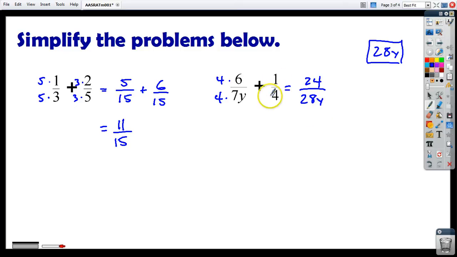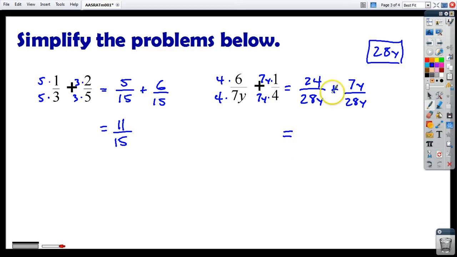Then this one, to get this denominator to 28y, I'd probably multiply it by 7y, top and bottom. So on top, 7y times 1 is 7y. On the bottom, 7y times 4 is 28y. And there I have my common denominator.